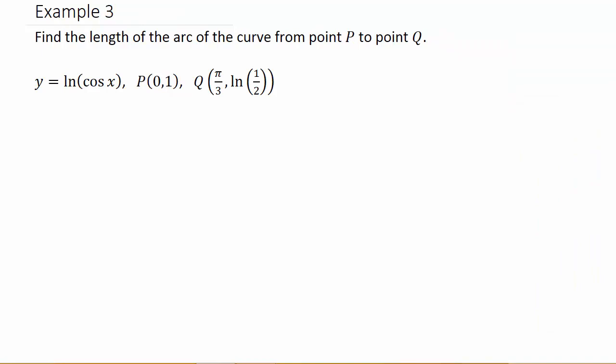Alright, so let's go ahead and look at our third example. It says find the length of the arc of the curve from point P to point Q. y is the natural log of cosine x, from the point (0, 1) to (pi over 3, natural log of 1 half). Alright, so first thing we need is the derivative to plug into the formula. So I've got y equals the natural log of cosine x. I'm going to take the derivative.